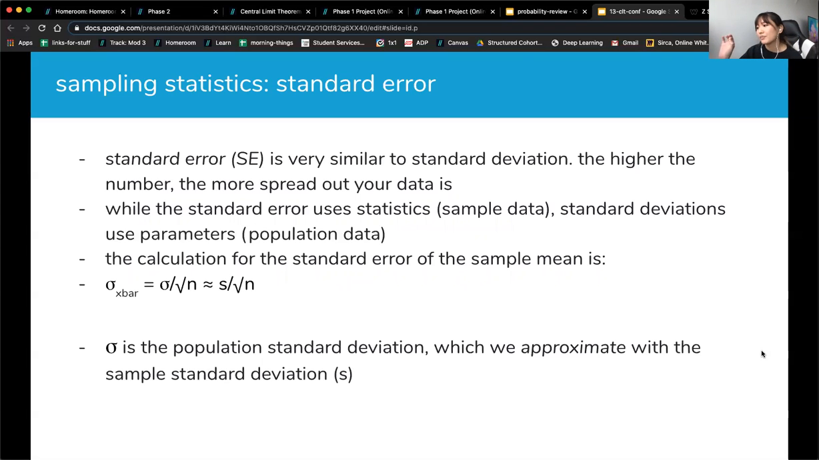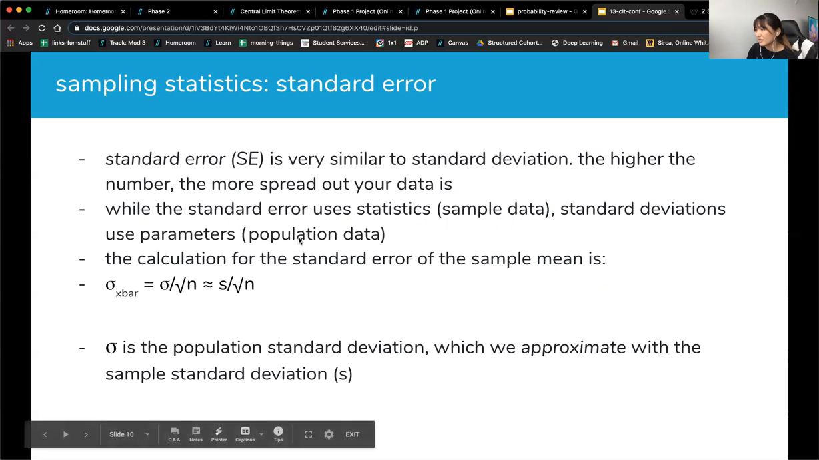Just so you know, standard error here is very similar to standard deviation, and basically the same definition: the higher your number, the more spread out your data is. I'm also going to send out a really good StatQuest video that explains standard error much better than I can, so I highly recommend taking a look at that. Basically, standard error is for sample data and standard deviation is for population data. The reason we were earlier dividing our standard deviation by the square root of n in our Z-test is because it was sample data rather than a single point.